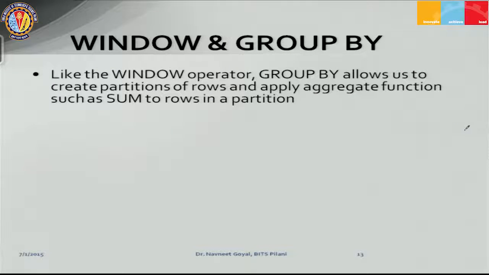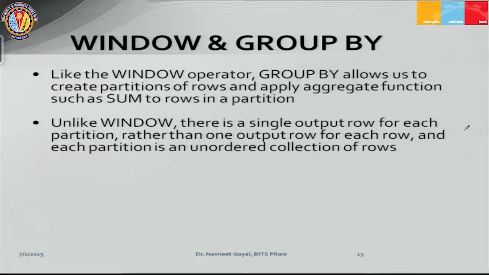Like the window operator, group by allows us to create partitions of rows and apply aggregate functions such as sum to rows in the partition. So group by also allows you to do that. So if I do group by state, I can collect all the records for a particular state and then do an aggregation of that. Then I do it for the other state and so on, right? So window is similar to group by. So unlike window, there is a single output row for each partition, rather than one output row for each row, and each partition is an unordered collection of rows.